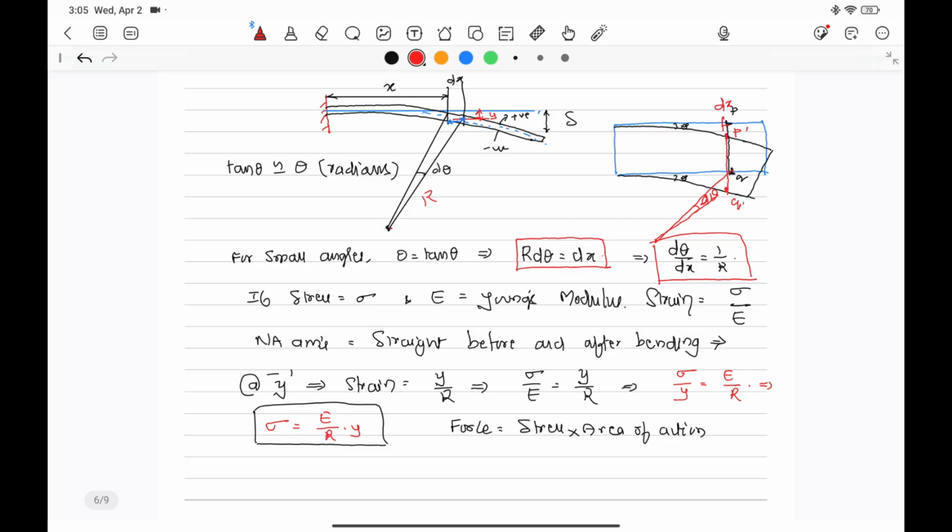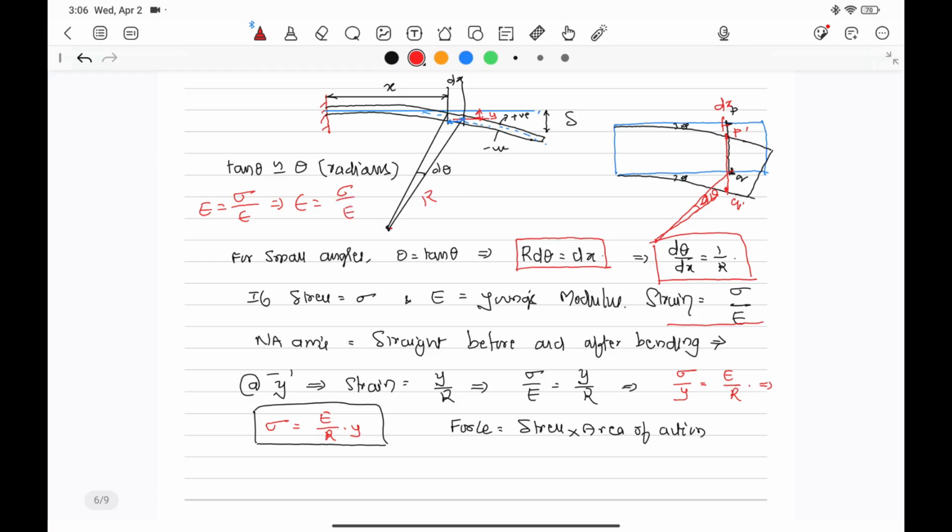Now I am talking only about bending. Under bending, if sigma is the bending stress and E is the Young's modulus, then what is Young's modulus? Young's modulus is equal to stress by strain. Then what is the value of strain here? Because E is equal to sigma by strain, strain is equal to sigma by E, where E is Young's modulus.